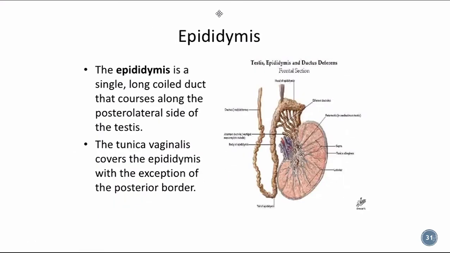Next, we go to the epididymis, which is a single long coiled duct that courses along the posterolateral side of the testis. The tunica vaginalis covers the epididymis with the exception of the posterior border or the recess between the epididymis and the testes. So this is your epididymis. We have a clearer picture in the next slide.